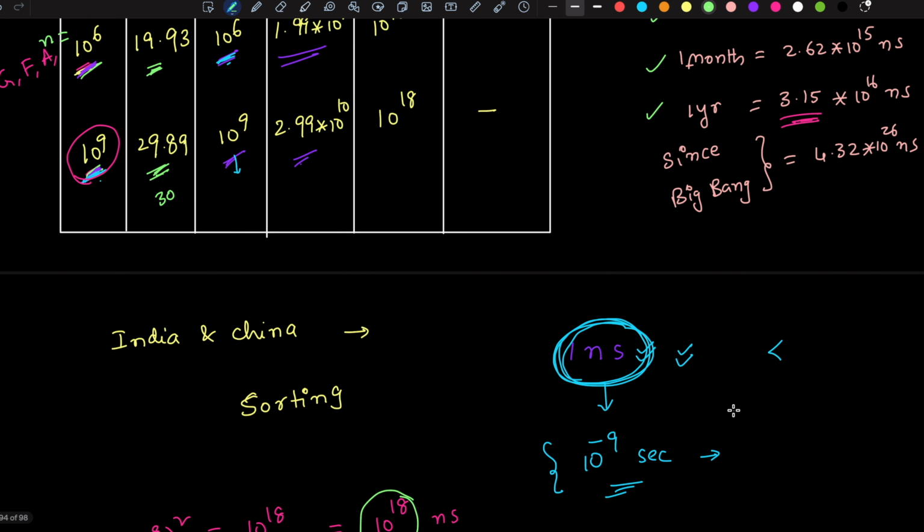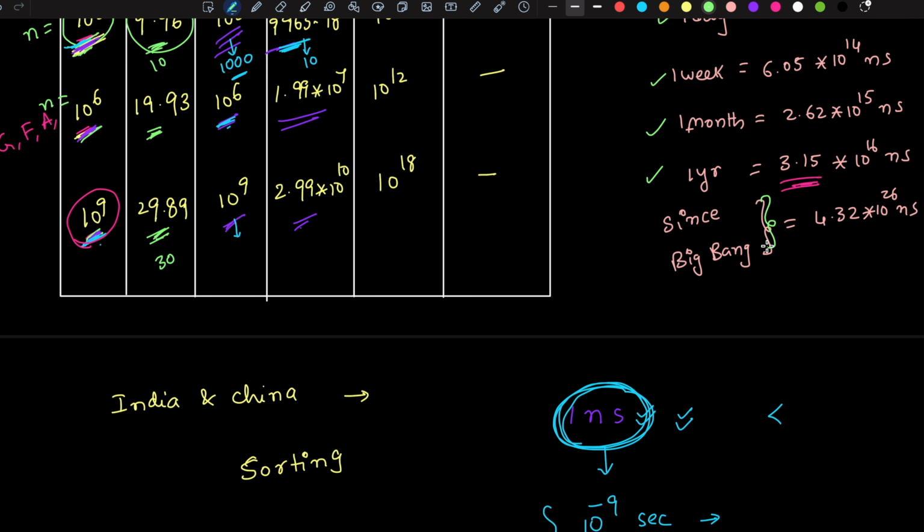Since the Big Bang, the universe has existed for roughly 4.3 into 10 power 26 nanoseconds. Compare these exponents: 301 versus 26. That is an astronomically larger number. Even if you waited for the entire lifetime of the universe, the algorithm would not finish.